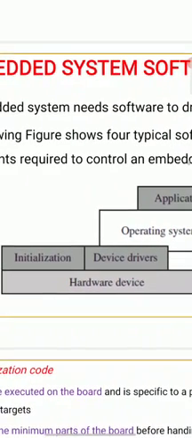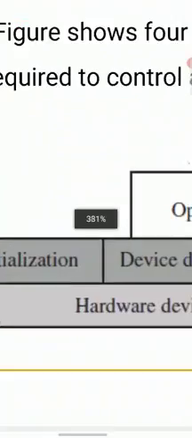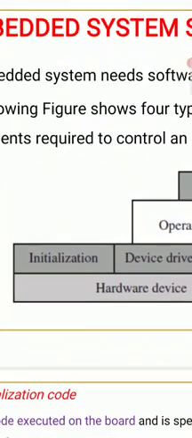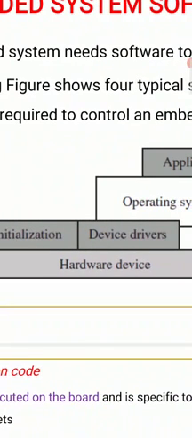Next is initialization. It is the first code executed on the board and is specific to a particular target or group of targets. It sets up a minimum set of parts of the board before handing control over to the operating system. It is called initialization code. Next are hardware devices or device drivers. Device drivers provide a constant software interface to the peripherals on the hardware device.